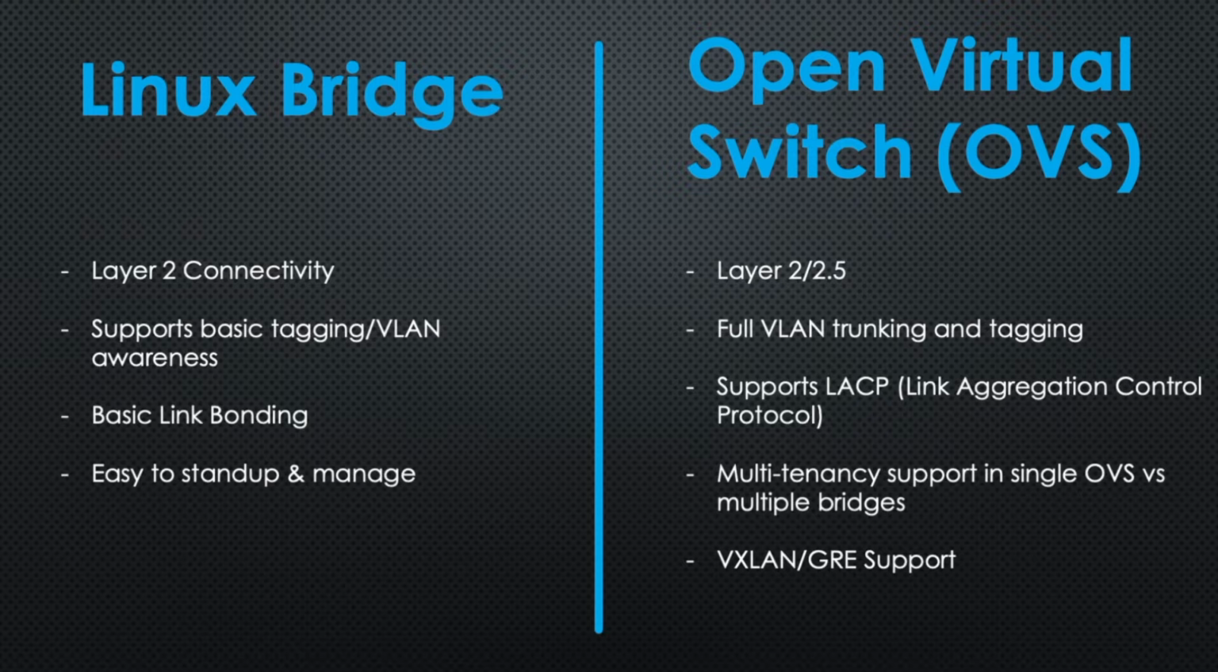We can support link aggregation protocol. We could run multi-tenancy on a single Open vSwitch, whereas with Linux bridging, we would need a separate bridge for each tenant. We also have support for things like VXLAN and GRE within Open vSwitch. Open vSwitch is more complex as far as management goes, but it is a more robust implementation. We're not going to mess with that in this video. We're going to stick strictly to the Linux bridge implementation.